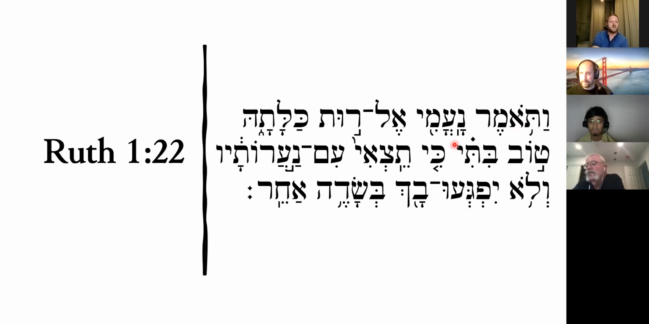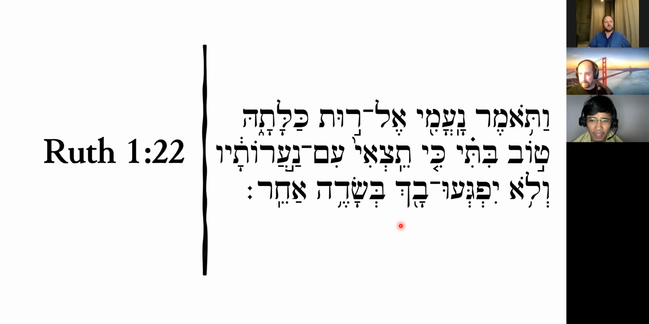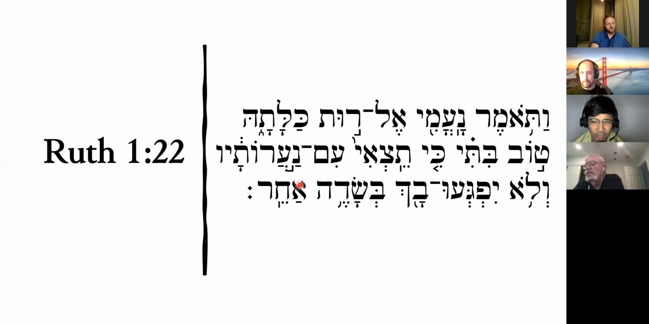Okay. Hosea, you want this one? Okay. Vatomer Noomi el Ruth kalata, tovbiti, ki tetsei im naarotav, velo yifgeu bach, besade acher. Now what's this?